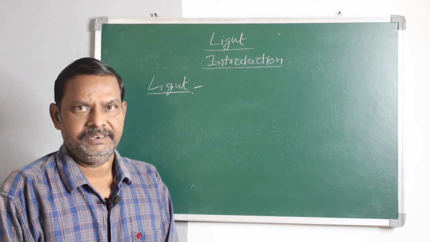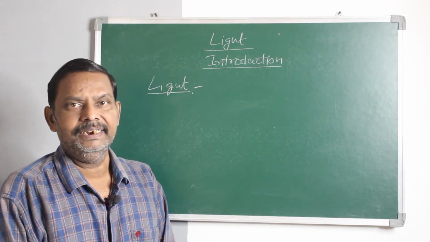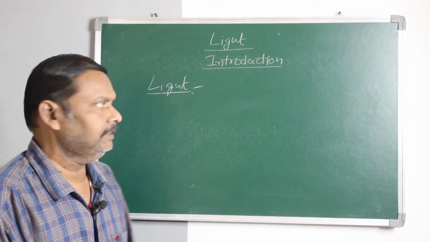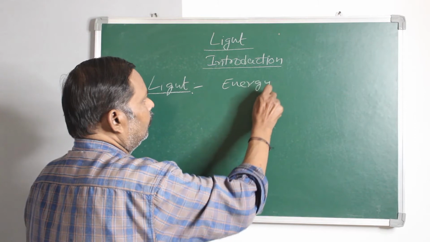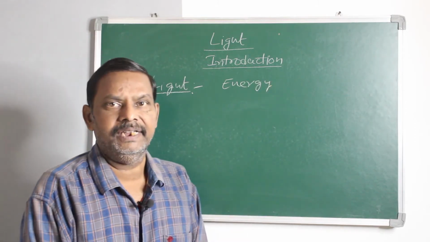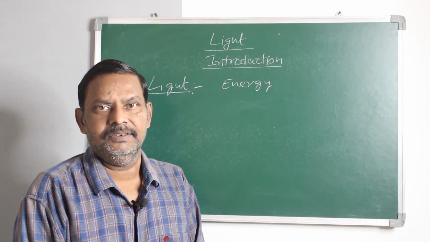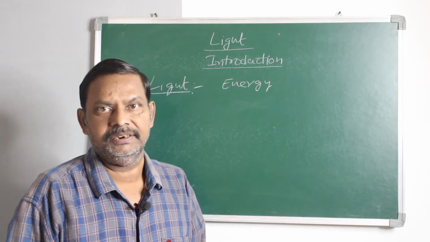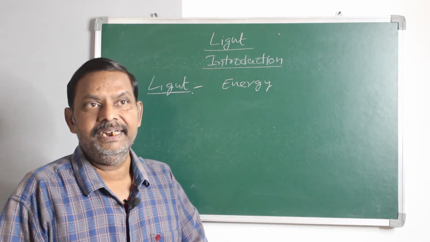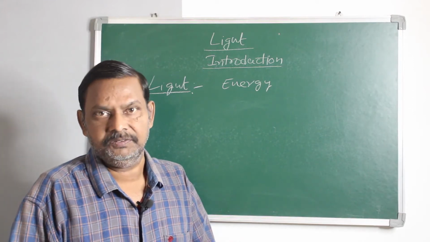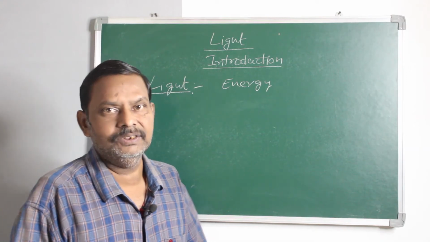Light is a form of energy. Like in the case of heat, electricity, sound, light is also one form of energy. As we know, sound causes a hearing sensation, and if you touch an object then you feel heat. Similarly, we can see the light. That means light causes a visual sensation. So, light is one form of energy and it causes visual sensation.